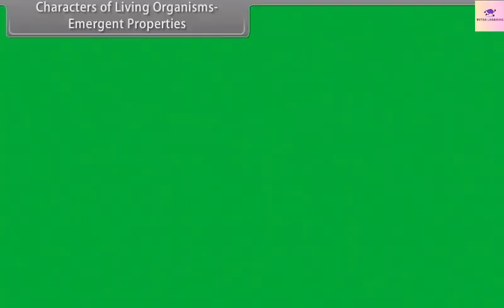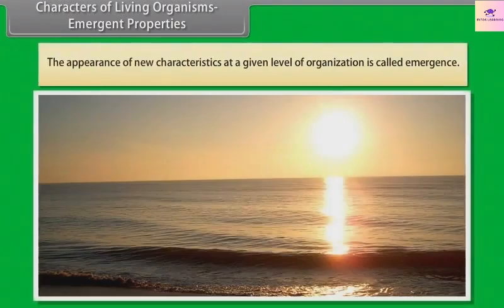Characters of living organisms: Emergent properties. The appearance of new characteristics at a given level of organization is called emergence.